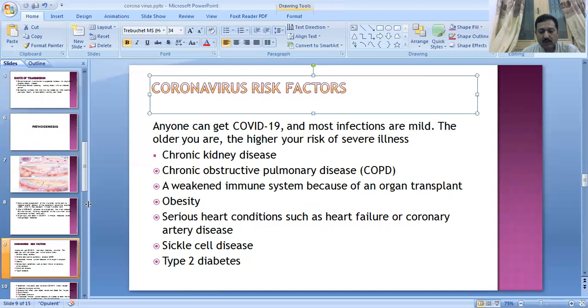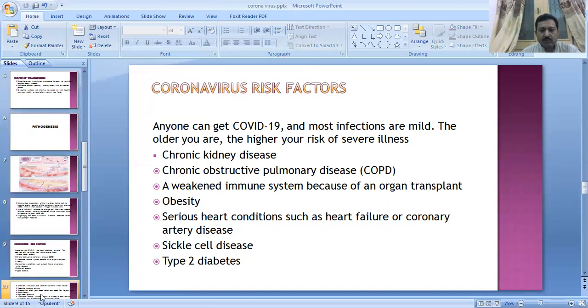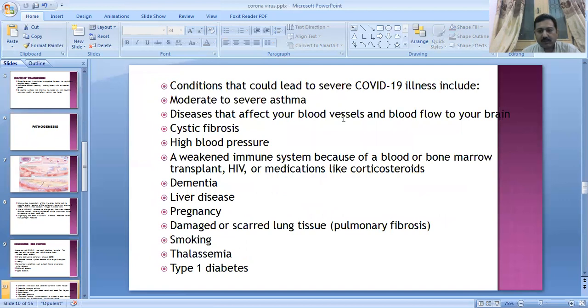And the second one is, after the risk factors, those people who, if they get the coronavirus, show the most serious complications, like those who are asthmatics, who have some blood vessel disease or stroke, brain disorders, and those who have high blood pressure, liver diseases, smoking, thalassemia, those who have type 1 diabetes mellitus. In these people, the coronavirus shows very serious effects. So this was all about the risk factors of the coronavirus.